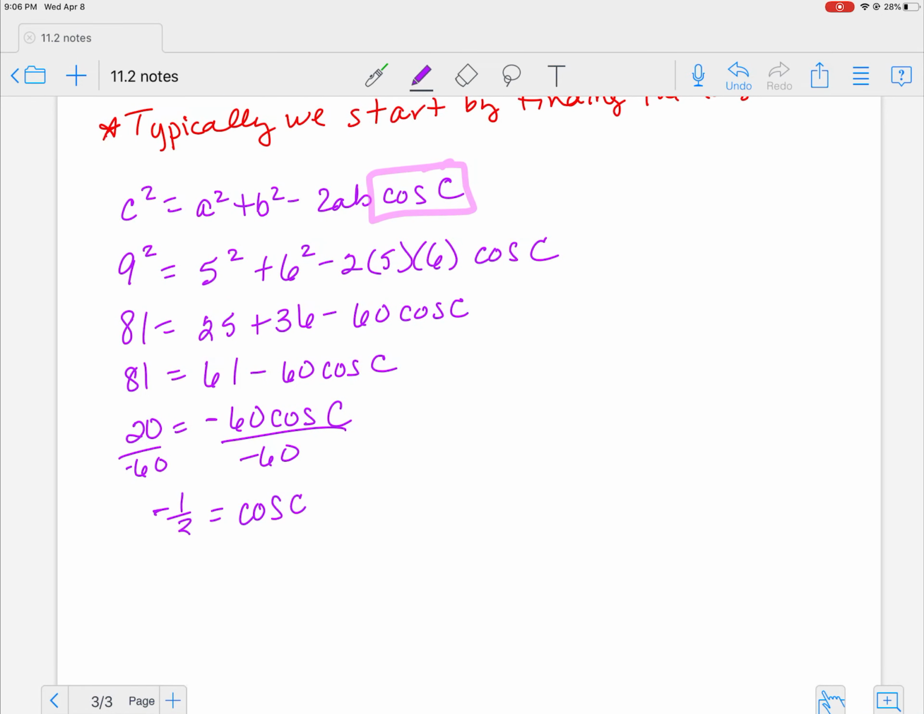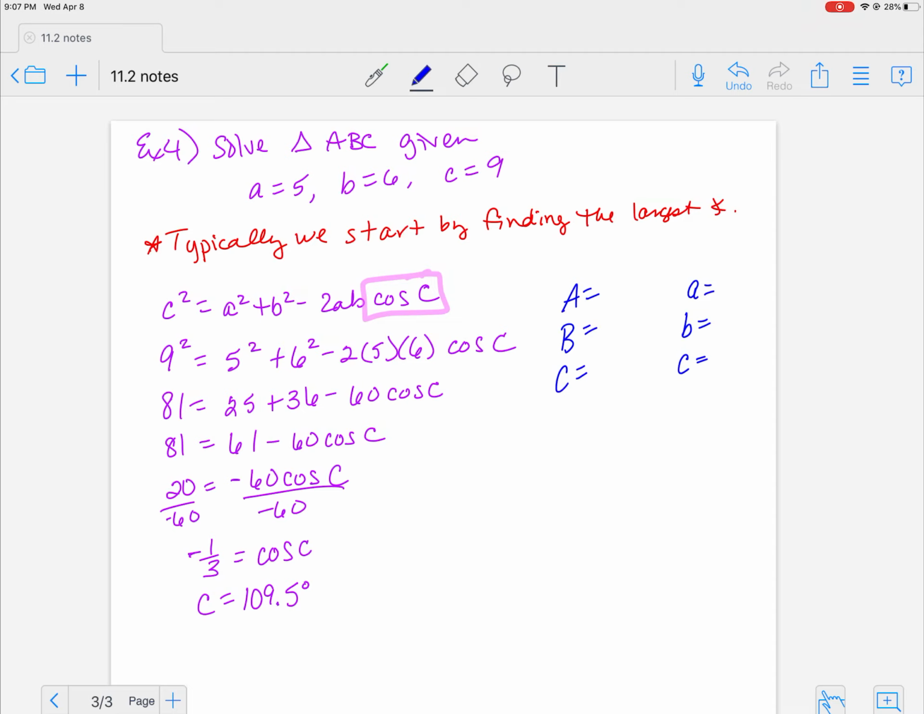Subtract 61 from both sides. Oops, cosine c, not 6. Divide both sides by that negative 60. And I end up with cosine c here is equal to this negative 1/3. Then I take that inverse. So C is actually going to end up with 109.5 degrees. I already know this is a triangle, so I don't have to worry about that being negative. It's no big deal. I'm going to end up with 109.5 degrees.